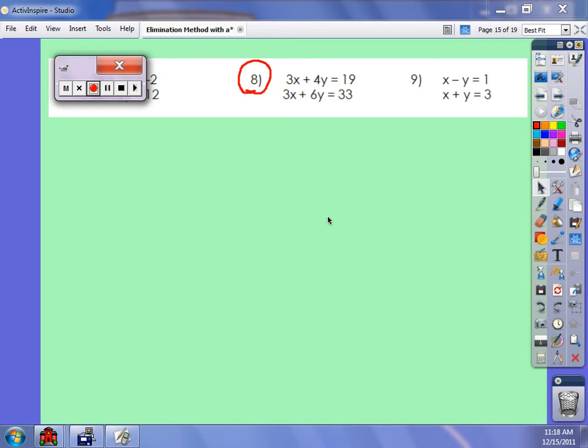In number 8, in any of these problems, we have to make a decision first about which letter we're going to eliminate, right? The whole point is to try to get rid of one of the letters. And if you notice, in number 8, the x's are exactly the same. If I add those together, 3x plus 3x, I get 6x, and that doesn't do me any good because the whole point is to eliminate one of the letters. So in this case, I wouldn't want to add them. I want to subtract them, right?